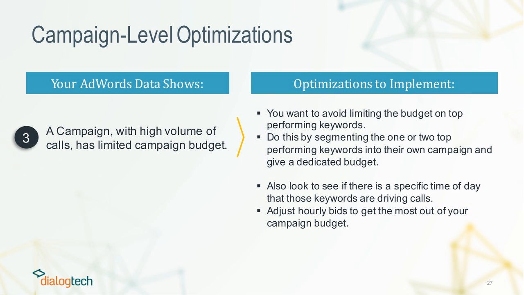Okay, so another campaign level optimization. This is one that I actually thought of in the middle of the night, how I did not remember I have to include this one. A campaign with a high volume of calls, but it has a limited campaign budget. I swear so many of my campaigns have limited campaign budgets. And it's very common. It's been that way for my campaigns in all of the years I've been doing this.